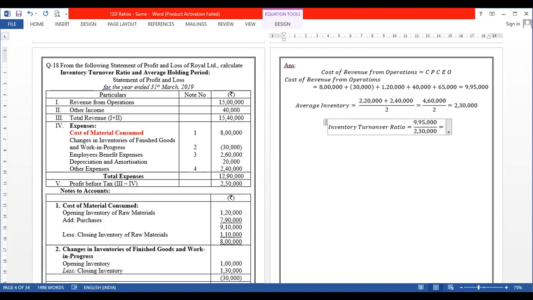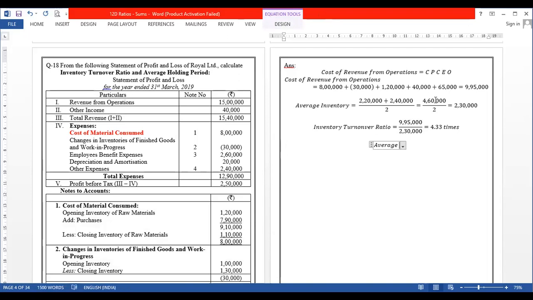4.32 or 33. 4.326 are enough. So let us make it 4.33 times. Correct. Okay. We are done with inventory turnover ratio, but the second formula is to be applied, that is average holding period. Okay, so let me apply that formula over here.